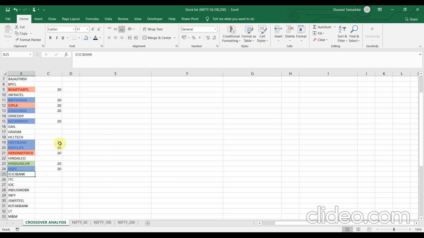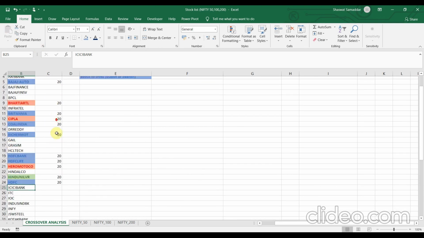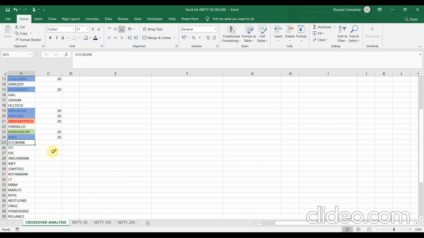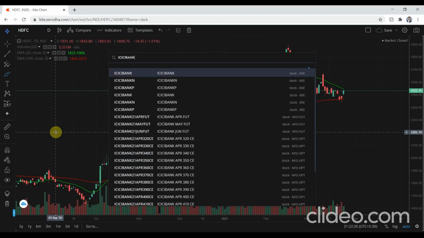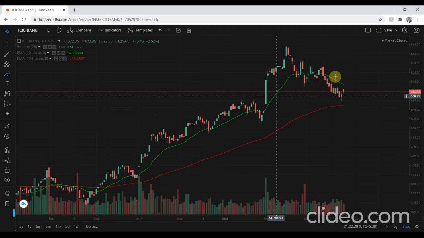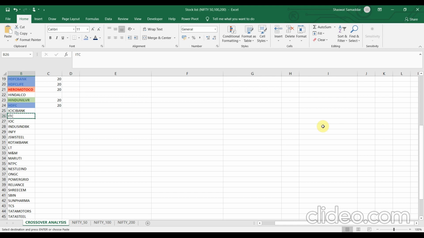Here I'm marking the 2020. That means it is referring to the template of 20 and 100 EMA. Why I am recording this: after analyzing the 20 and 100 EMA, I will also try to find out the crossovers in the 50 and 200 EMAs. Okay, so anyways, let's go to the ICICI Bank. Okay, so it's well above the 100 EMA, so no need to mark it. Next is ITC.